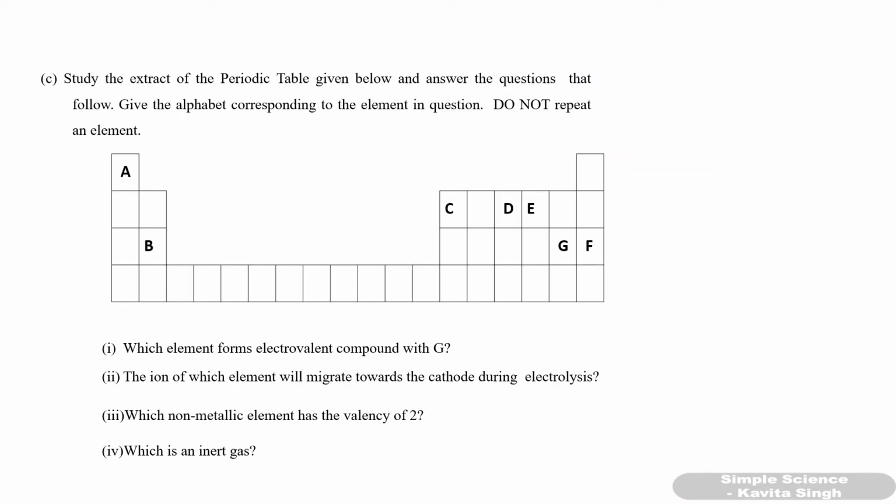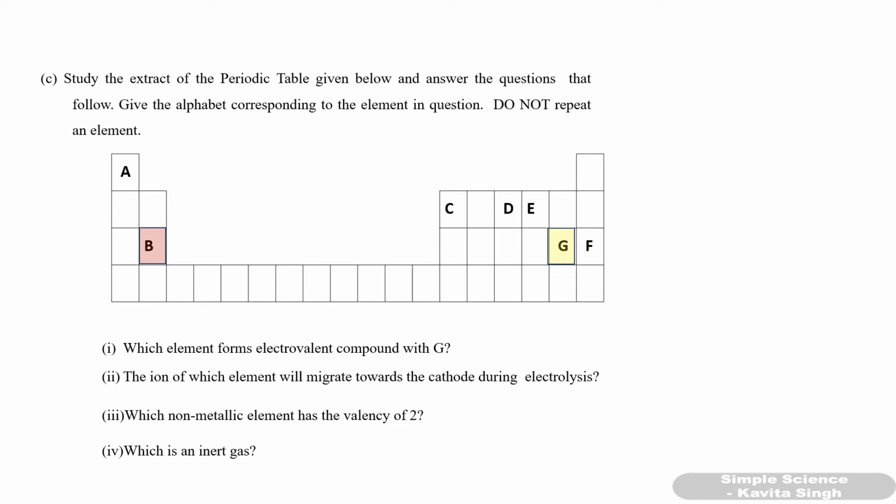Next, C part of this question, 4 marks. Study the extract of the periodic table given below and answer the questions. It is also given that you should not repeat the element. Give the alphabet corresponding to the element in the question. First one, which element forms a covalent bond with G? G is electronegative, so it will form a covalent bond with an electropositive element. So it will form a covalent bond with B. So B is the answer.